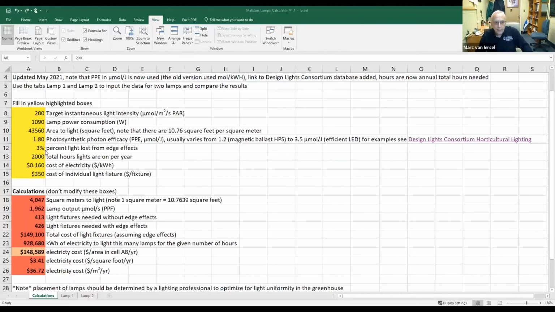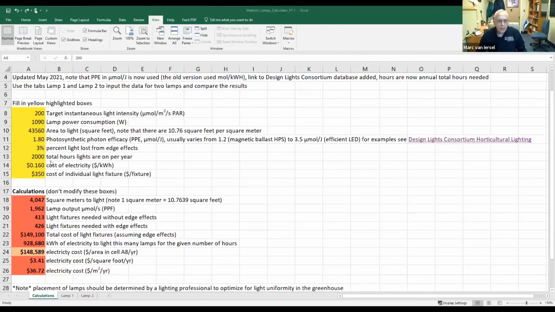The percent of light that is lost from edge effects refers to how much light is actually spilling out of your greenhouse. And so if you have a 1 acre greenhouse, the amount of light that you end up losing is probably going to be pretty low. So that would be 3%. If you're doing calculations, for example, for a vertical farm, that percent light loss would typically be much higher.